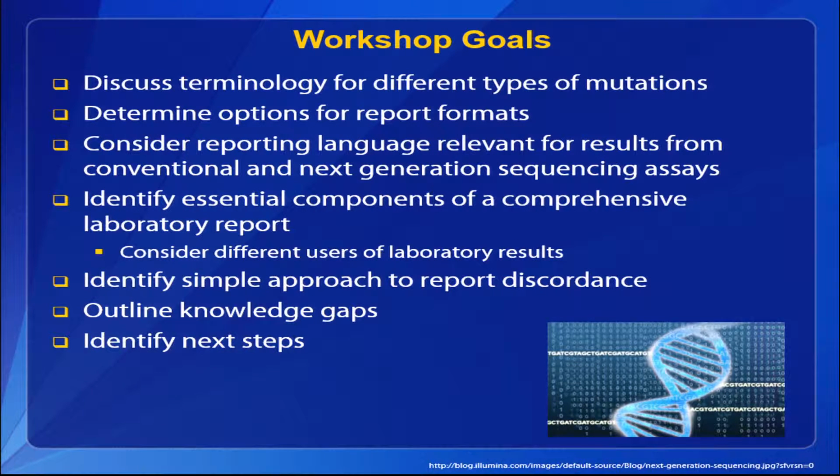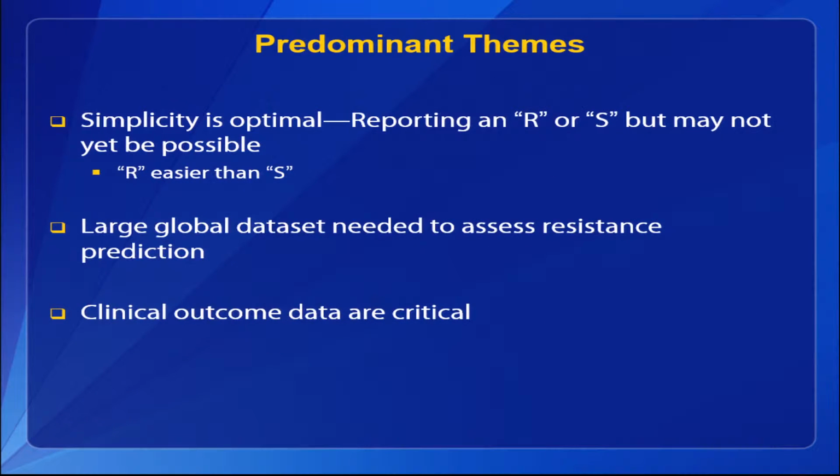So here is a listing of the workshop goals. Those included discussing terminology, options for reporting formats, considering relevant language for results, for both conventional and next-generation sequencing assays, identifying what are the essential components for a report, talked a lot about discordance and how to deal with that, outlined knowledge gaps, and then talked about next steps.